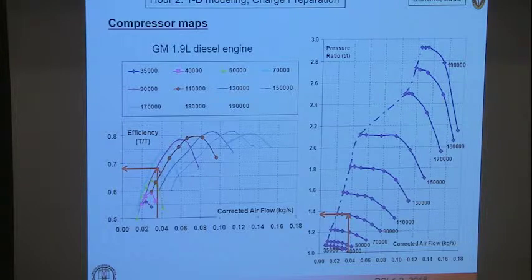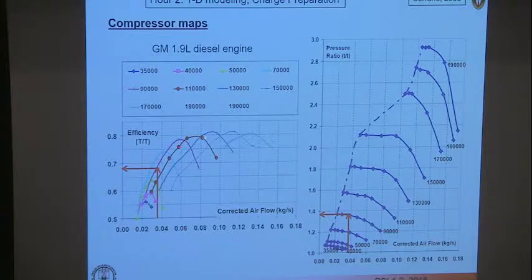So here's a real compressor map from a GM 1.9 liter engine. Here's your pressure ratio. Here's your corrected airflow. Each of these lines here corresponds to the compressor operating at a different rotational speed. Here's your surge line, and on the right here are the choke flow lines. As you move along each of these lines, there's also a consideration of efficiency. I showed you that there are peak efficiency locations that have to do with flow separation in the impeller and so on.